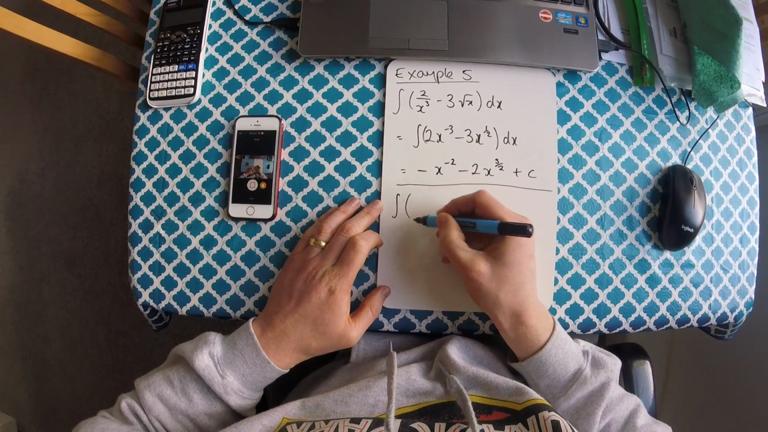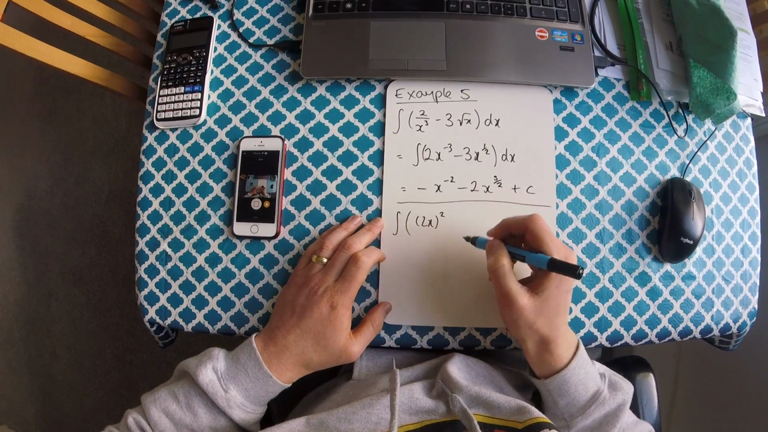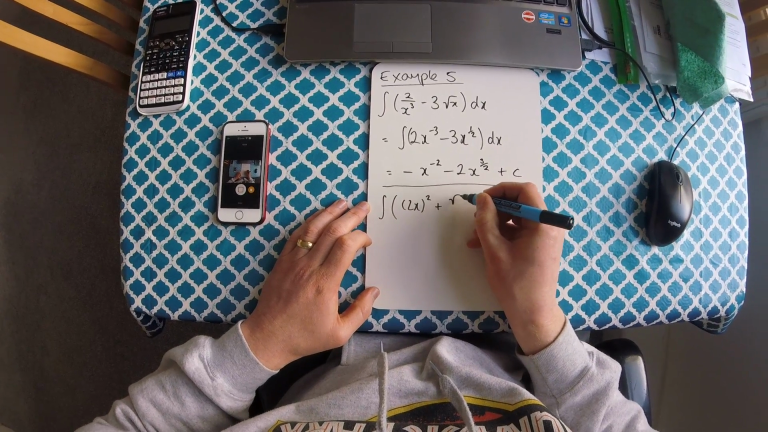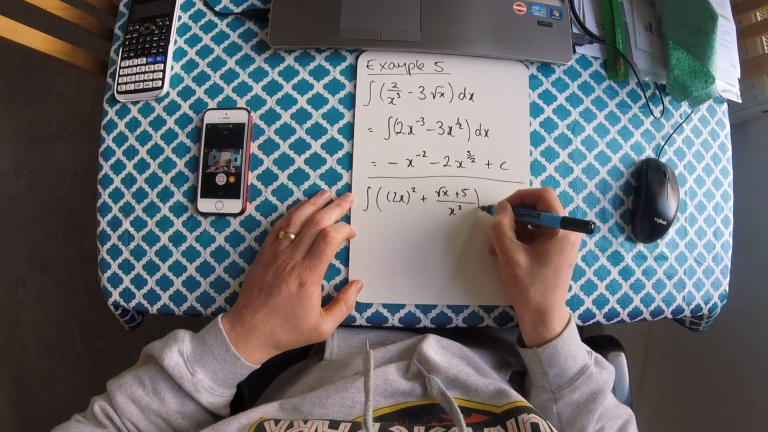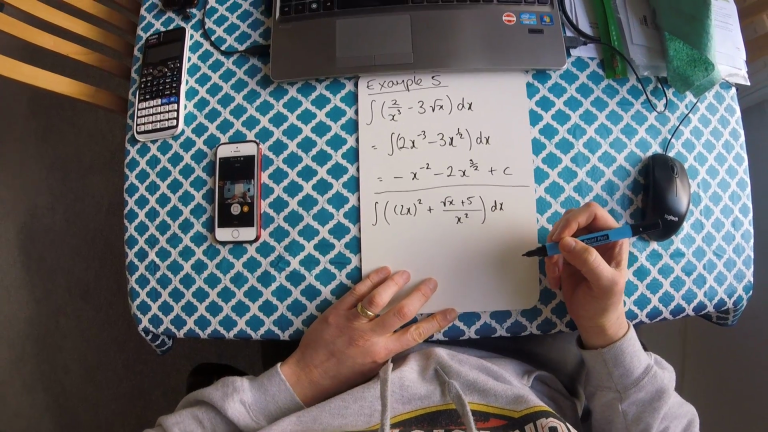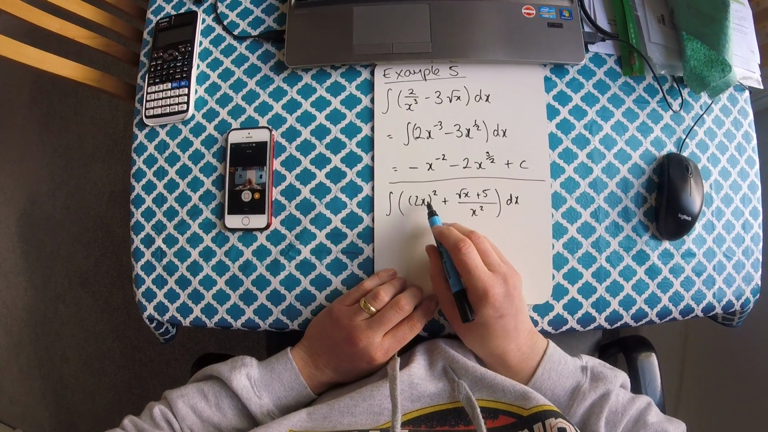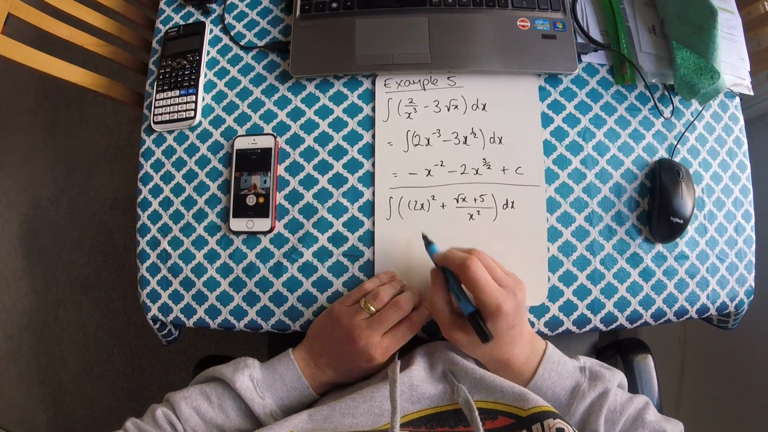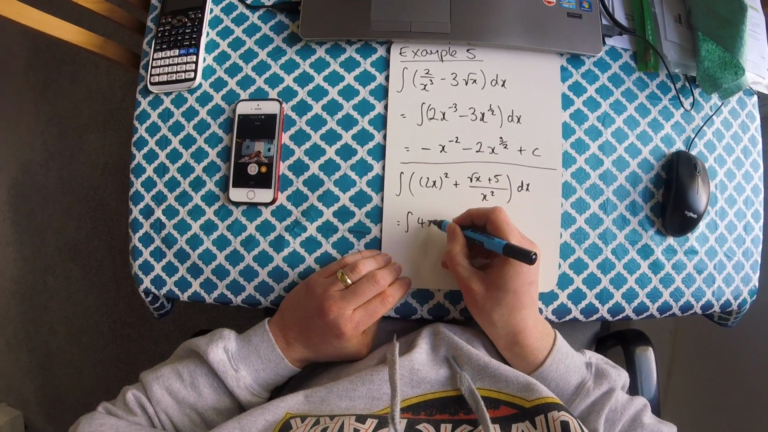So this is the integral of 2x all squared, so we're going to have to be careful there, plus root x plus 5 all over x squared integrated with respect to x. So a little bit of work to do on this one. Firstly, we have to just remember to expand out this bracket. 2x squared is 2x times 2x is going to give me 4x squared.